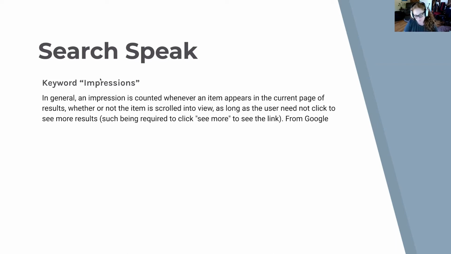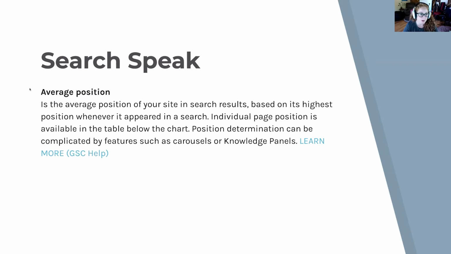Okay, so just a little bit of search speak to remind you of things. We're going to be seeing words like impressions today, and impressions are counted every time your little meta description, title, and URL are shown on the search engine results page. So there are 10 per page, and it's called just meta or metadata, right? So your average position is something else we're going to see now.